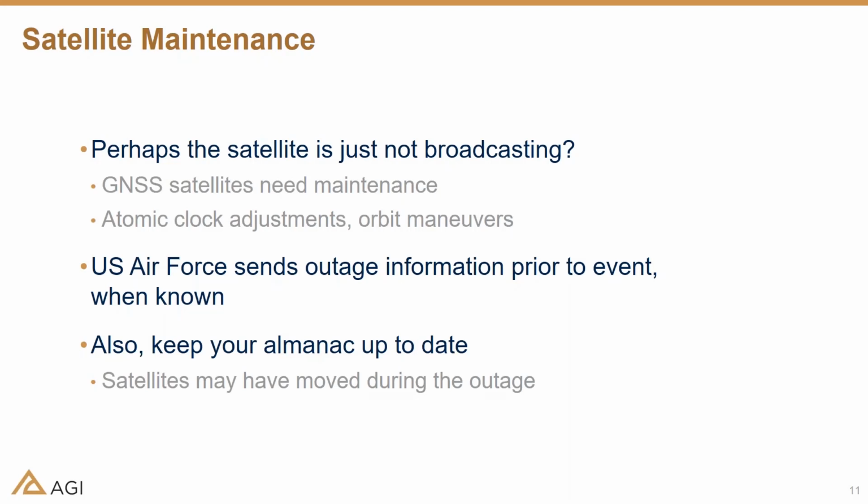One other thing to keep in mind is once a satellite's been off the air, make sure your almanacs are up to date on your receiver, because if there were orbit maneuvers, those satellites have moved, and if you've got an old almanac, that'll tend to exacerbate the time to first fix issues that we're going to talk about in a few minutes here too.